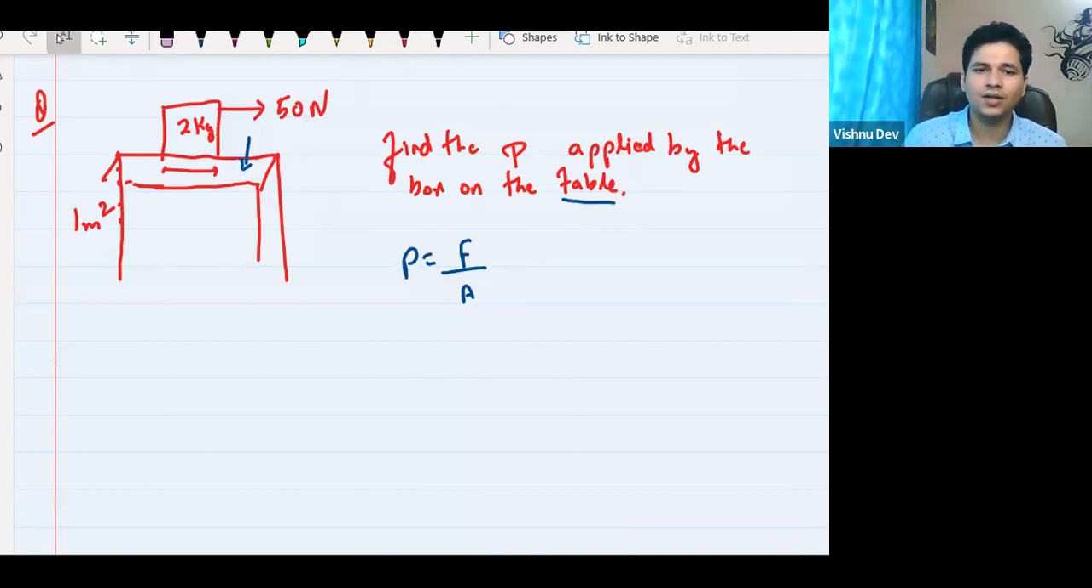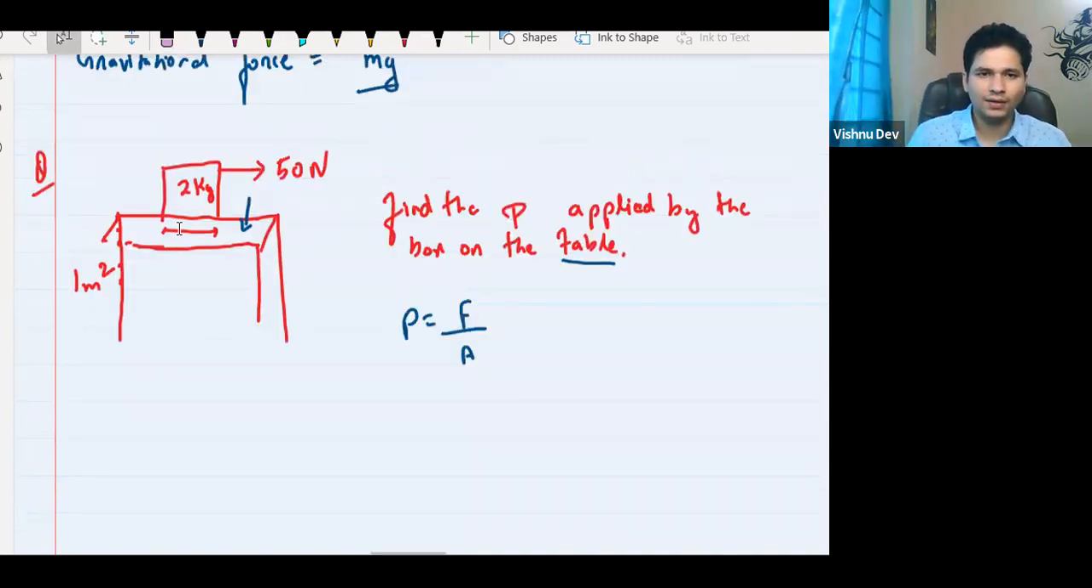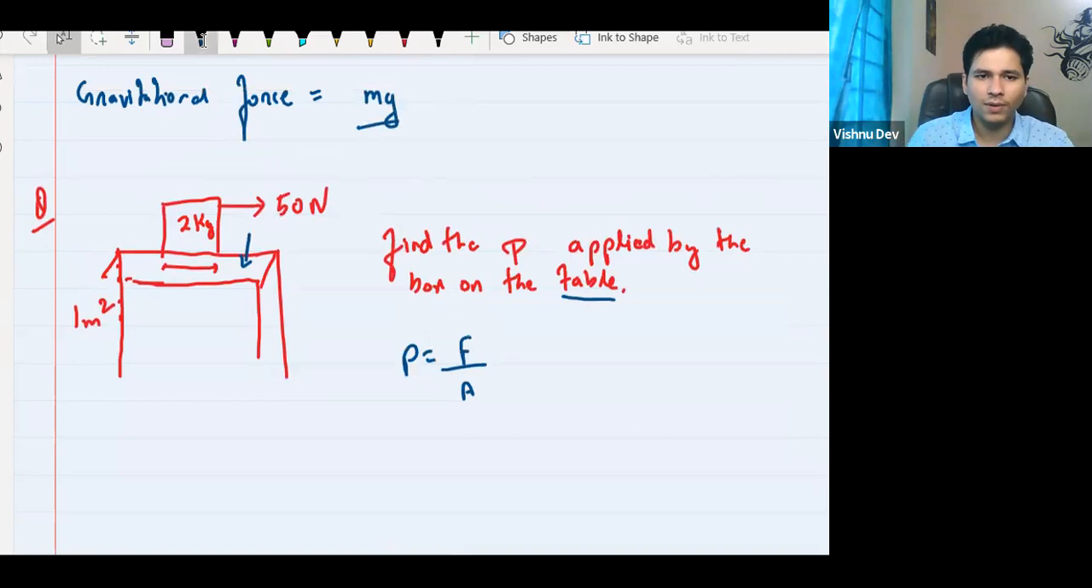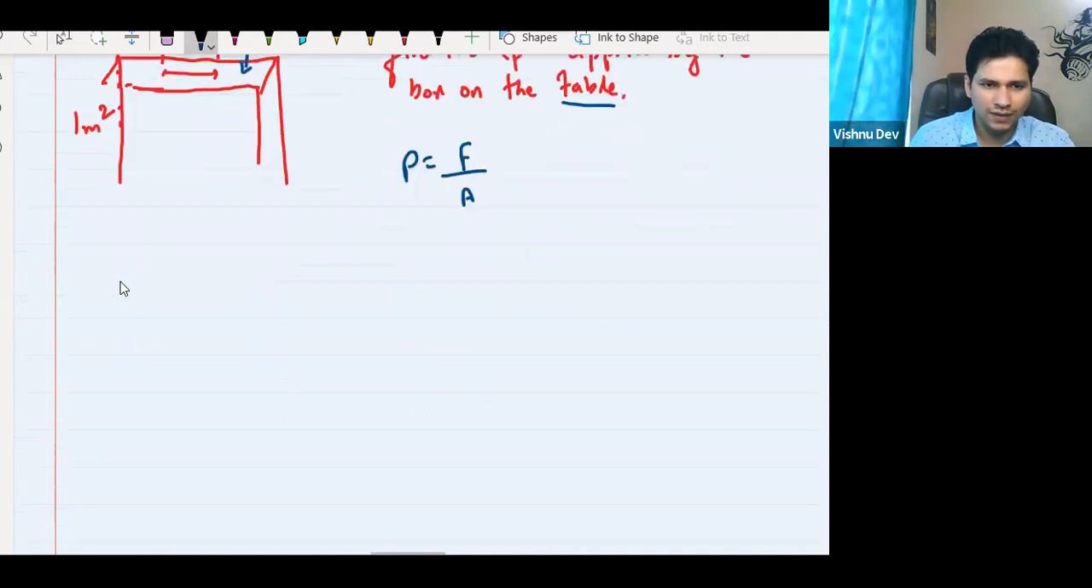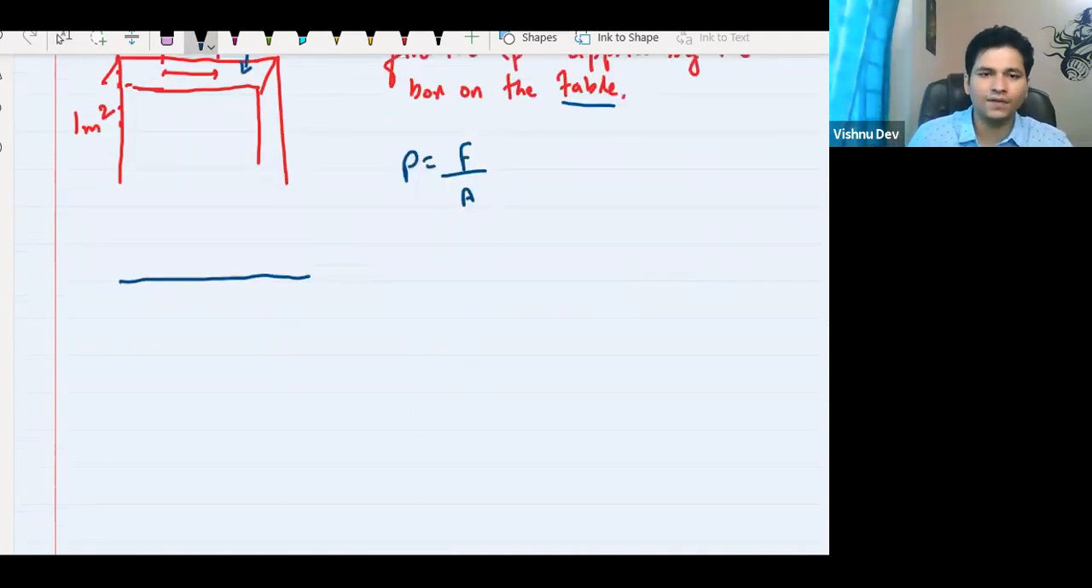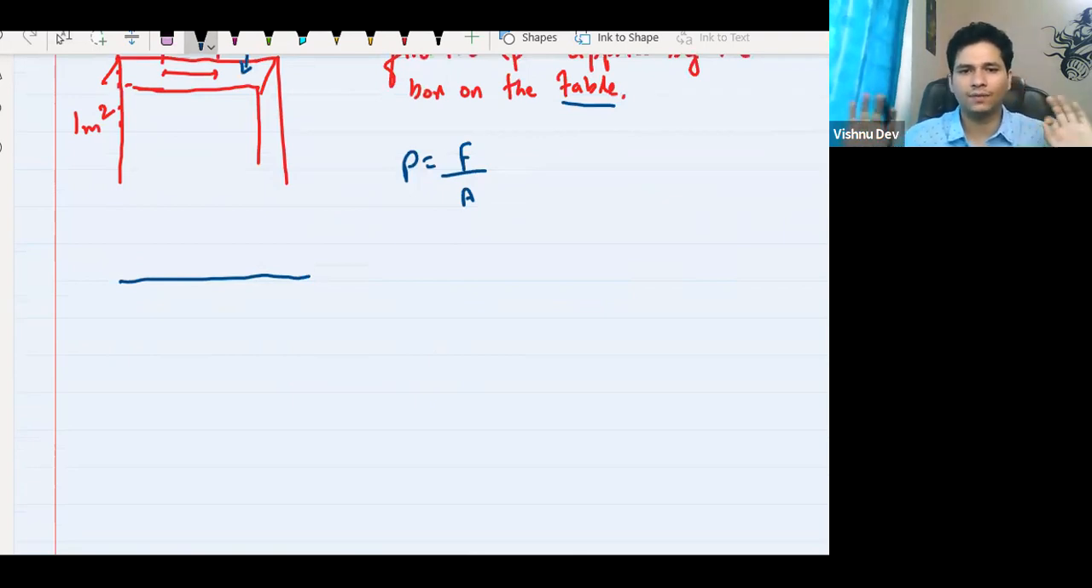Think about it. When you talk about perpendicular force, it is always 90 degrees from the surface. So this is a surface. What is the perpendicular of the surface? Tell me, what is the perpendicular of the surface?